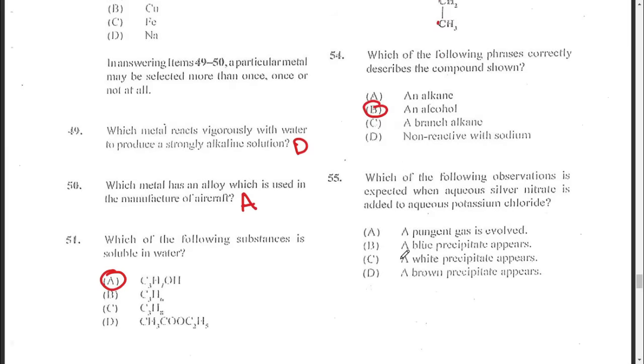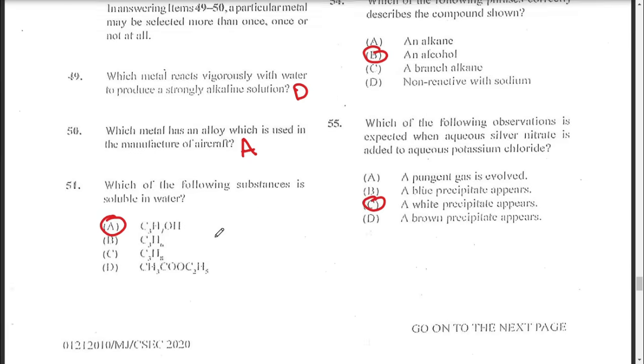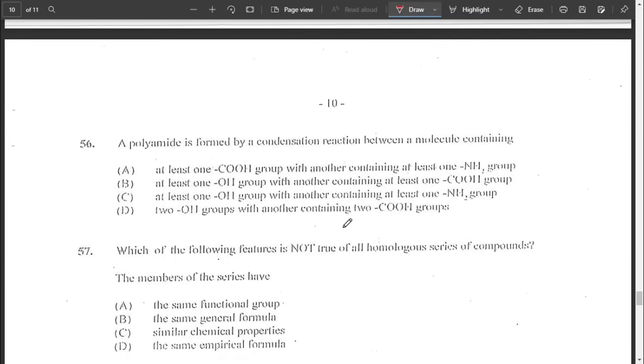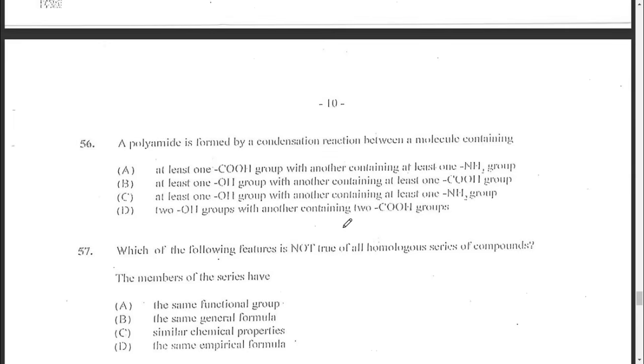55. Which of the following observations is expected when aqueous silver nitrate is added to aqueous potassium chloride? You should expect a white precipitate of silver chloride, which is C. 56. A polyamide is formed by a condensation reaction between a molecule containing at least one carboxylic acid group and the other containing at least one amine group. And so A would be the answer.